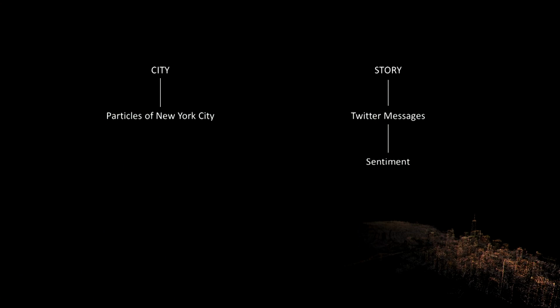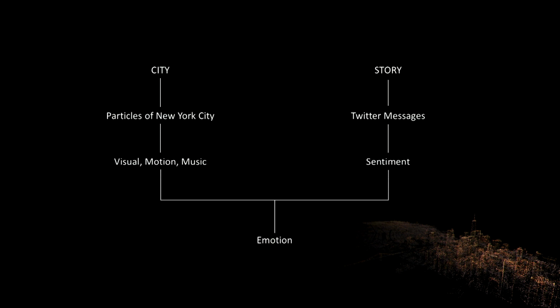the city I'm presenting. So I use natural language processing to analyze the sentiment of those Twitter messages. Some of them are happy, some of them are sad, and I connect those sentiments with the visual, motion and music of the virtual city I'm presenting. Finally, those things working together can form a kind of storyline that makes the audience feel some emotion that comes with the city itself.